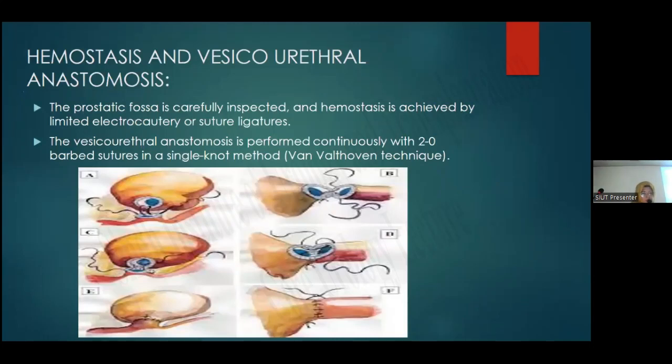Hemostasis and the vesicourethral anastomosis are done after the removal of the adenoma. The fossa is carefully inspected and hemostasis achieved by limited electrocautery or suture ligatures. The vesicourethral anastomosis is performed in a continuous fashion with 2-0 barbed sutures in a single knot method, which is known as the Van Velthoven technique.